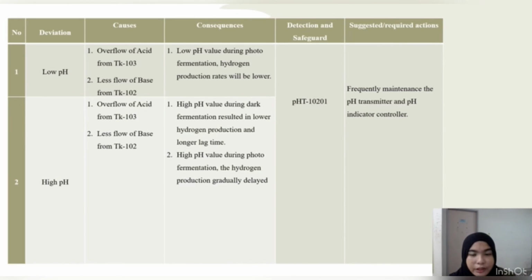Hydrogen production rate will be lower. Secondly, high pH value during dark fermentation results in lower hydrogen production and may cause a longer lag time. And lastly, with high pH value during photofermentation, the hydrogen production is also gradually delayed. So, in order to solve this problem, we install the PHD 10201, and the suggested action is frequently maintaining the pH transmitter and pH indicator controller.